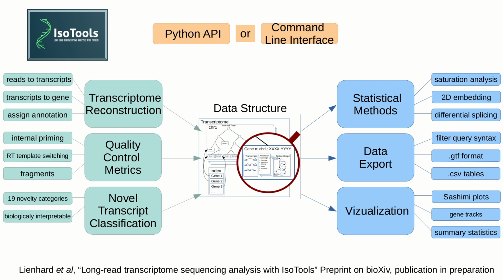IsoTools provides several statistical methods based on the gathered information, such as saturation analysis to judge the appropriate depth of sequencing. It can also compute 2D embeddings of different samples based on their alternative splicing and compute differential splicing between groups of samples. To export the relevant information, I implemented a flexible filter query syntax that facilitates the exact definition of what transcripts to export, and several output formats are supported. Last, there is a submodule providing functionality to visualize the data, for example, as sashimi plots.